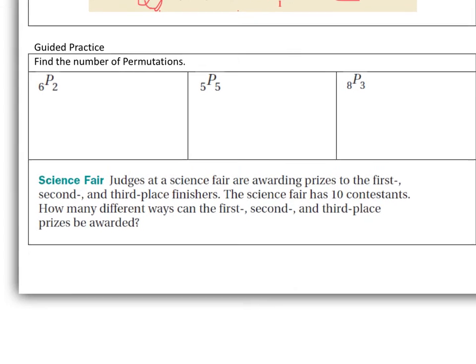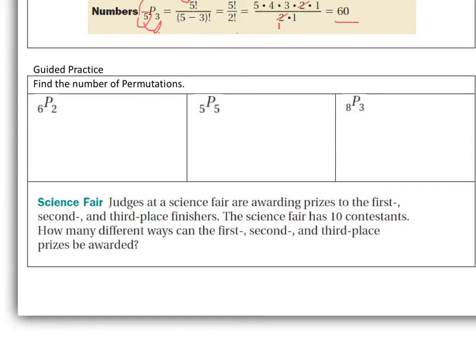Okay, let's practice some problems here. 6P2. 6 factorial over 6 minus 2 factorial gives you 6 factorial over 4 factorial. Okay, so 6 times 5 times, I'm going to stop at 4 factorial because it's wasting time if you were to write 4, 3, 2, 1 when you can cancel out 4 factorial. So 6 times 5 would give me 30.